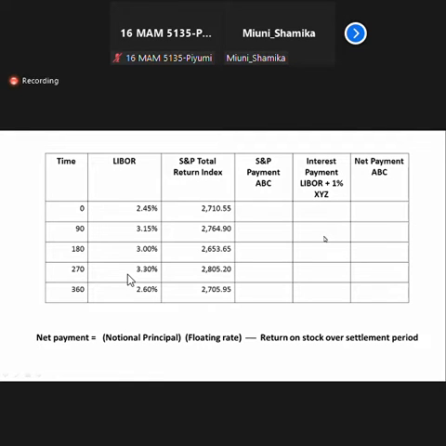So what is the interest payment here? You know how to get it. Always you have to consider the previous period interest rate. So here, the previous period interest rate is 2.45 plus 1, 3.45. And for 90 days, 3.45 should be divided by, how much? 4. Because this is 90 days. Or else 360 divided by 90.